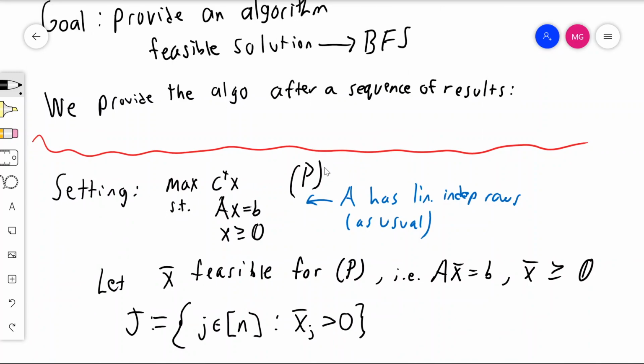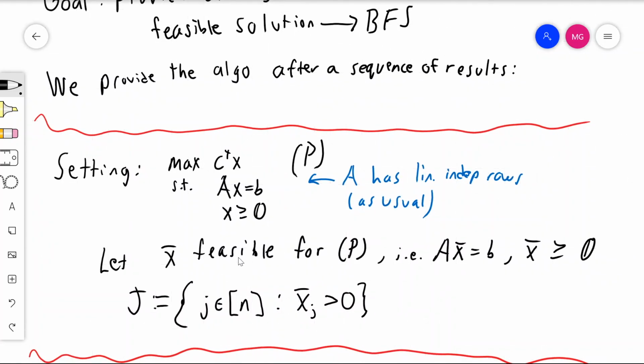Okay, so BFS is basic feasible solution, of course. And so typical setting, we're calling this linear program P, as we've done before, and then we're assuming that A has linearly independent rows. That's the usual assumption. You can always assume that without loss of generality, and that just makes it easy because the column space is now definitely R^m, since the rank is exactly the number of rows, which is m. So it's an m by n matrix as usual. Everything's usual, and then we're just starting with a feasible solution, x bar. So x bar is a feasible solution for this program P. So in other words, A times x bar equals b, and x bar is non-negative.